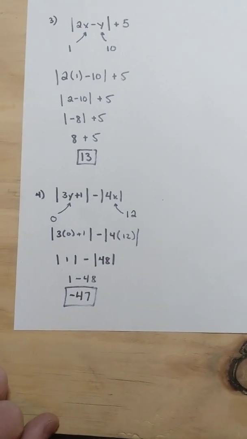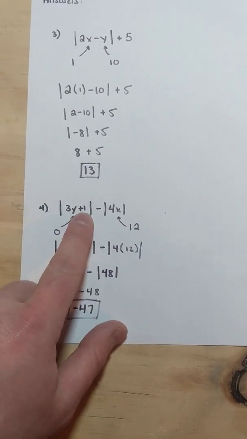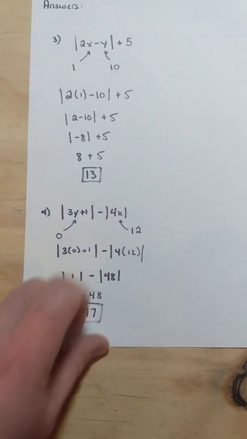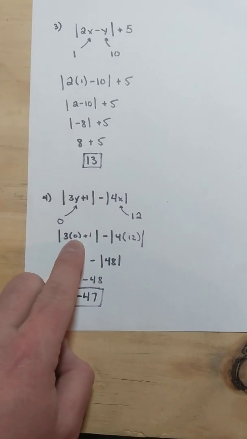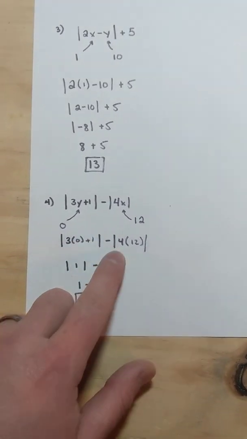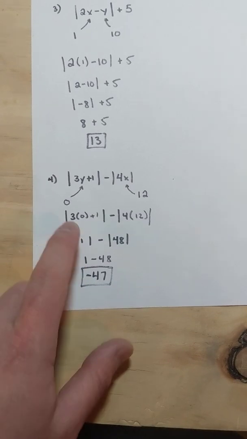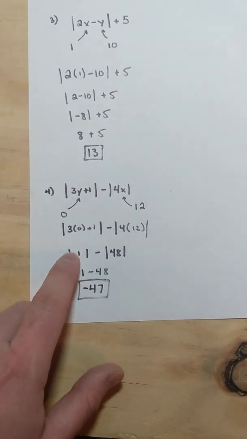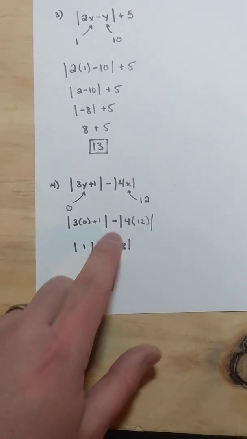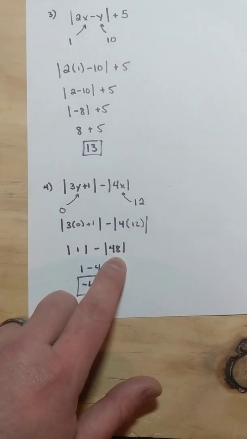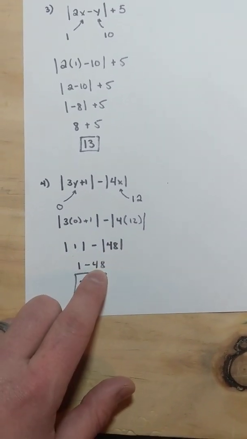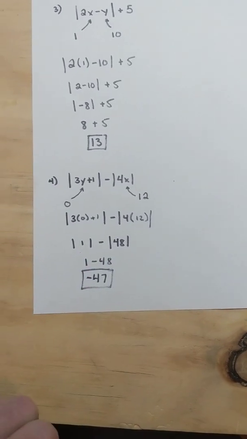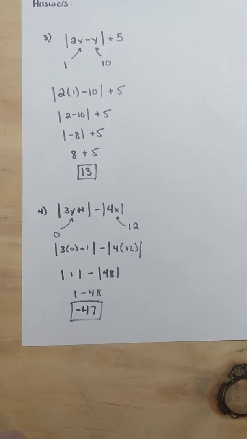For number 4, the absolute value of 3y plus 1 minus the absolute value of 4x. I plug in 0 for y, 12 for x. 3 times 0 plus 1 minus 4 times 12. 3 times 0 is 0, plus 1 is 1. So the absolute value of 1 is 1. And 4 times 12 is 48, and the absolute value of 48 is 48. Well, 1 take away 48 is negative 47.